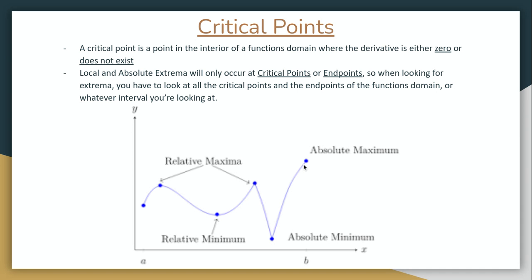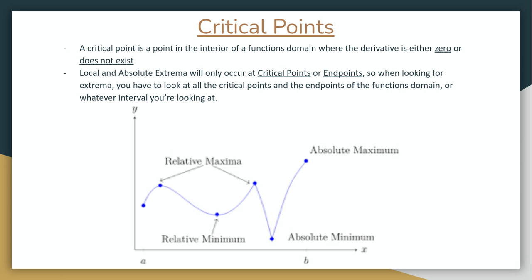Because when we're talking about endpoints, we calculate the left-hand derivative. So this is not a critical point, but it's still the absolute maximum value. So when we're looking for local and absolute extrema, we still have to consider the endpoints as well. Because this is the absolute maximum, and this is also a local minimum, right? Because all the points around it are bigger than it. So critical points will tell you where local extrema exist on the interior of a function's domain, but you also have to consider the endpoints. So it's a two-step process.